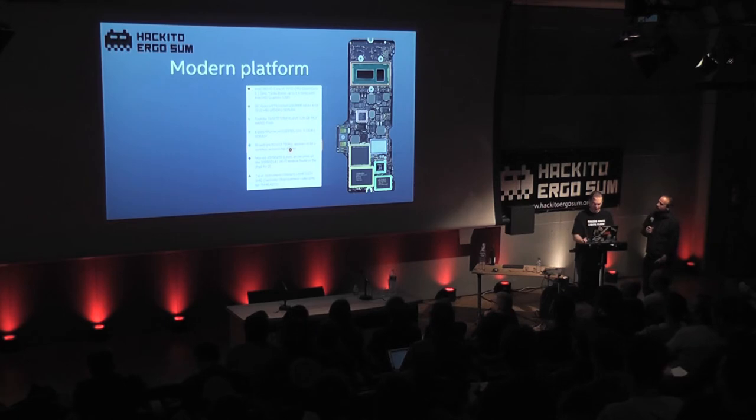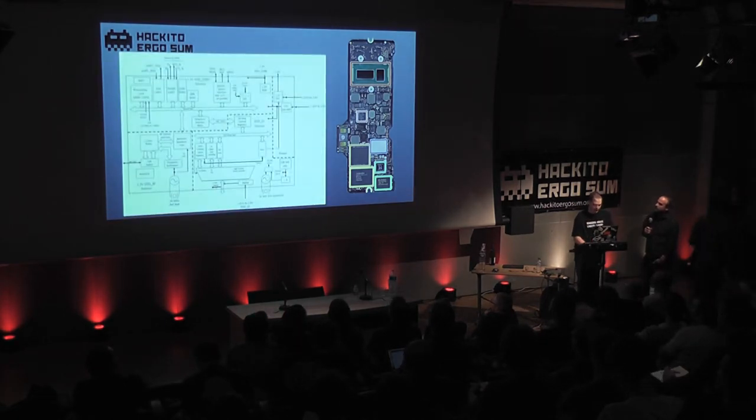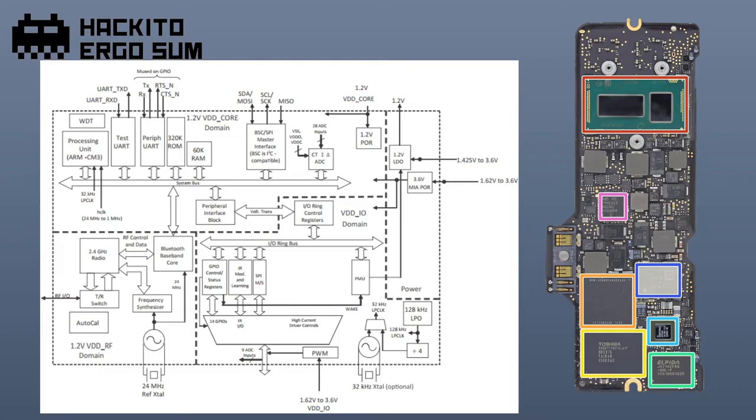If we look at this Broadcom chip on this platform, that's a Cortex ARM 3. And it has 60K of RAM, 320K of ROM. That is big, right? So this is code that runs inside the chip. That's flashed on die when they make the chip. So if you find a vulnerability, you cannot patch it.